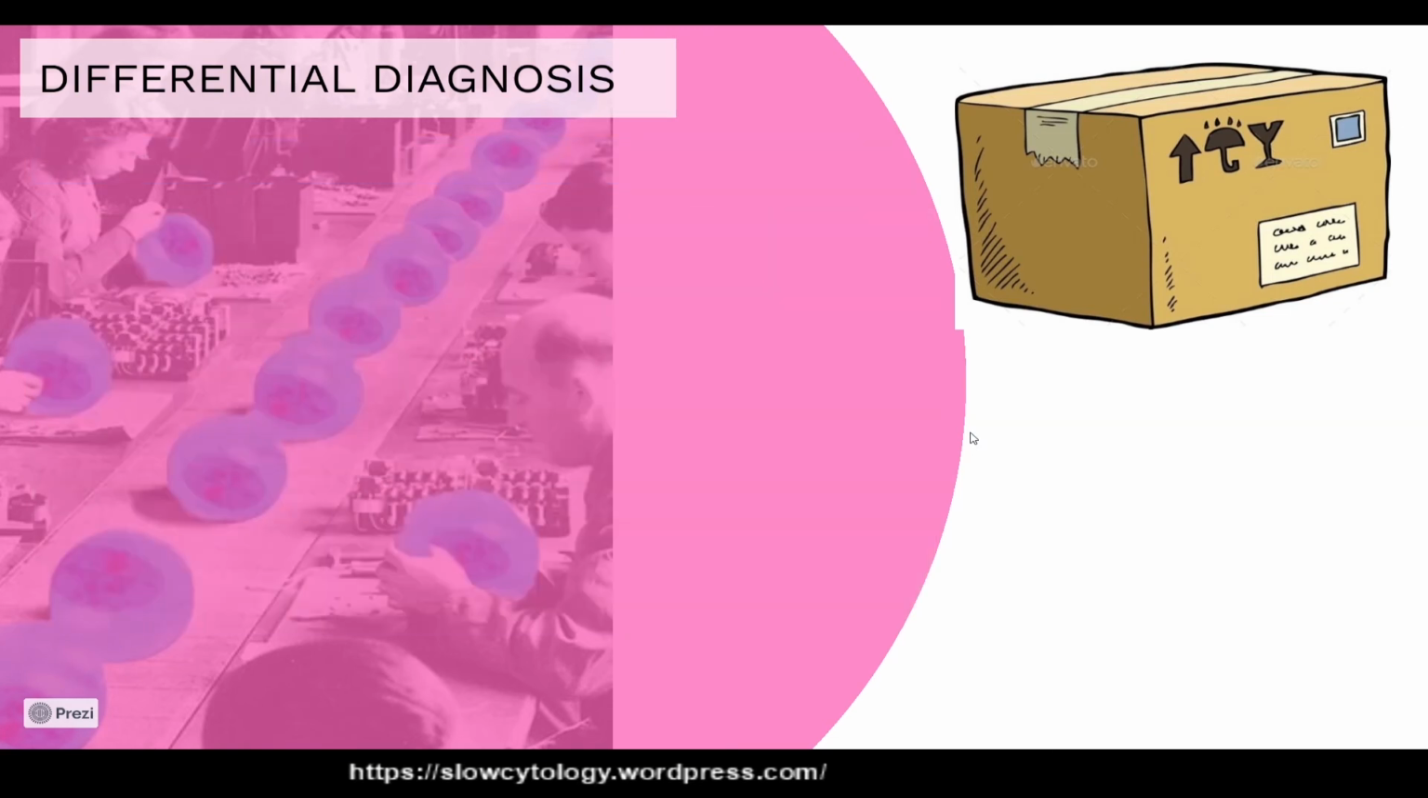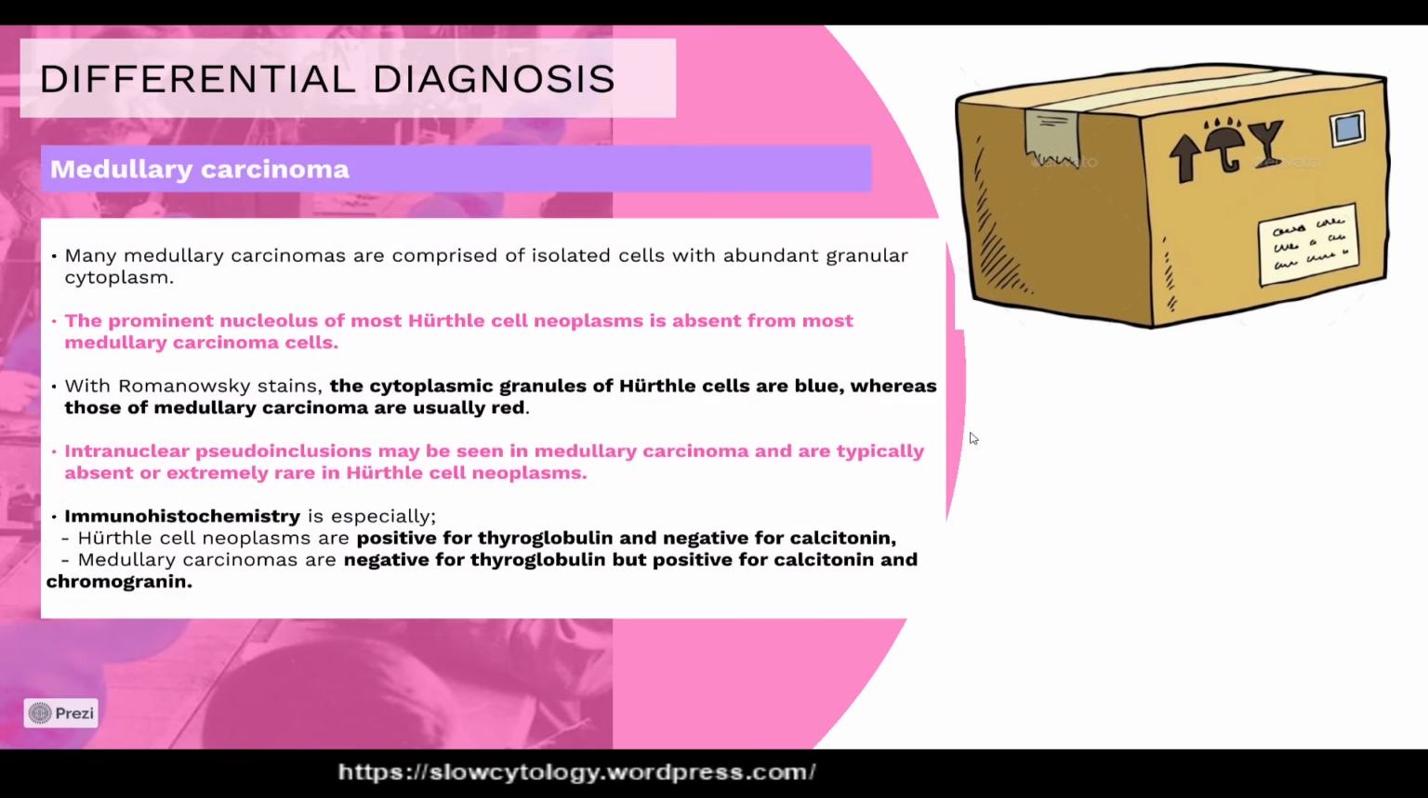Differential diagnosis includes medullary carcinoma. The prominent nucleolus of most Hurthle cell neoplasms is absent from most medullary carcinoma cells. With Romanowsky stains, the cytoplasmic granules of Hurthle cells are blue, whereas those of medullary carcinoma are red. Intranuclear pseudo-inclusions may be seen in medullary carcinoma, but they are typically absent or rare in Hurthle cell neoplasms.